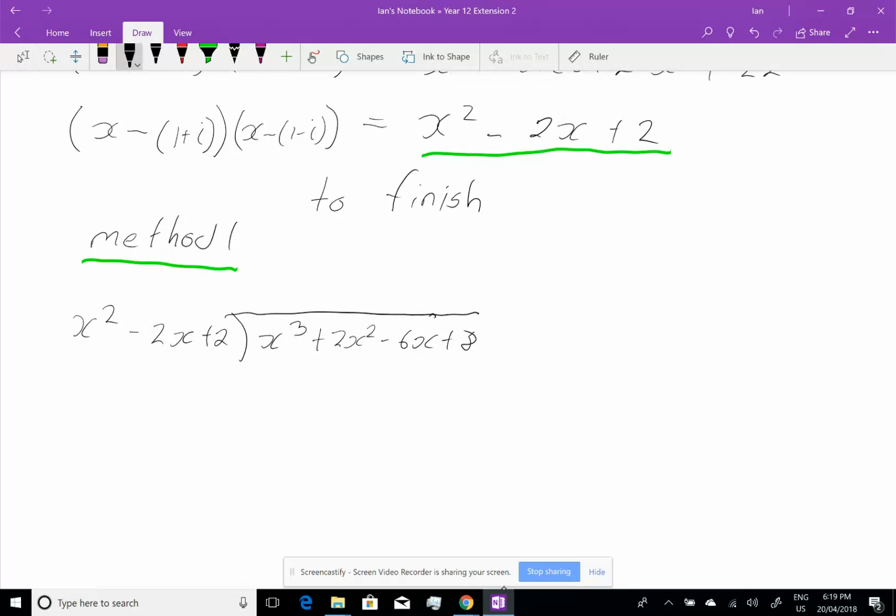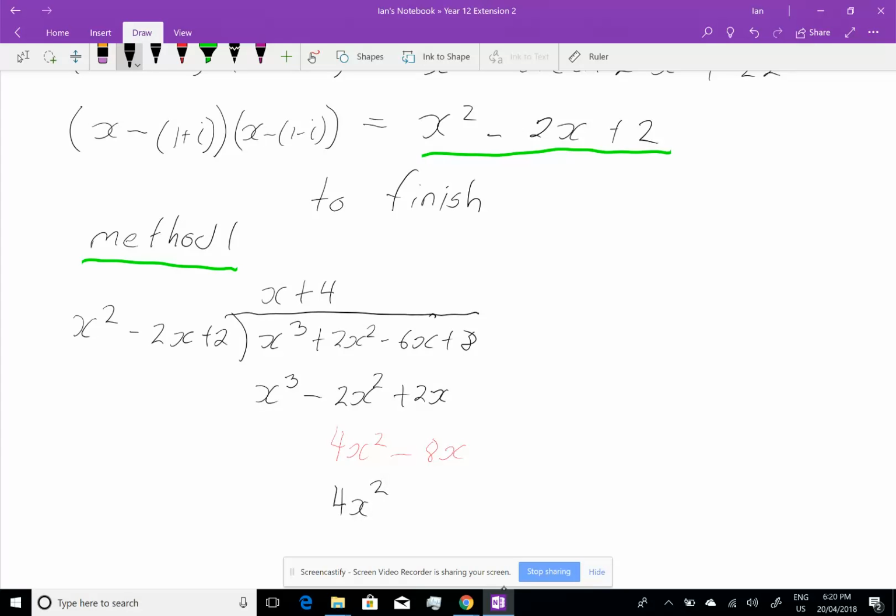We just look at the lead term, so we'll multiply by x and we get x cubed minus 2x squared plus 2x. We subtract, we're not doing synthetic, we subtract. So the x cubes go, 2x squared minus minus 2x squared gives me 4x squared, and minus 6x minus 2x is going to be minus 8x. Look at the lead term. How do I make x squared into 4x squared? I multiply by positive 4.